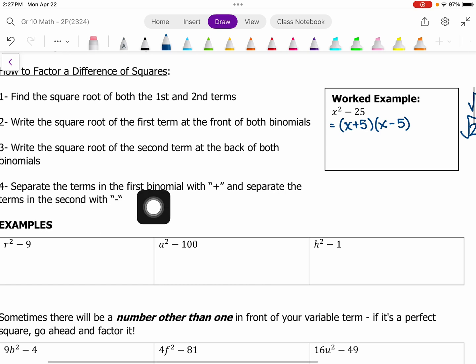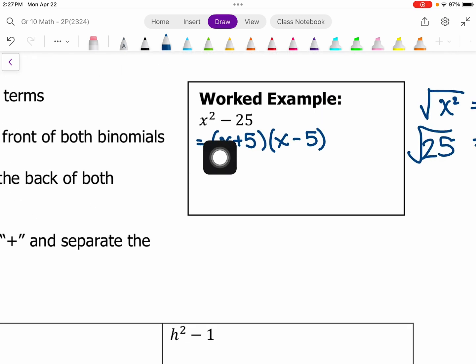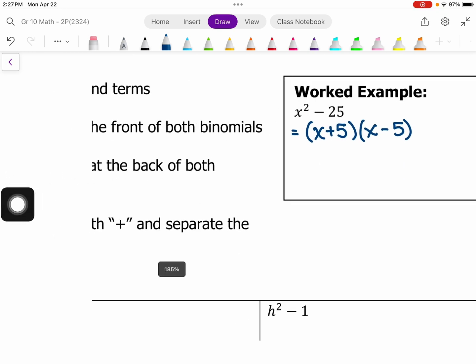So we're going to separate the terms in one binomial with a plus, and in the second with a minus. We have the exact same things written, x and 5 in both, but one of them is x plus 5 and the other is x minus 5. Because we have the exact same numbers, our middle term, our bx, becomes a 0, because we have the same number as a positive and as a negative, so they will cancel out.